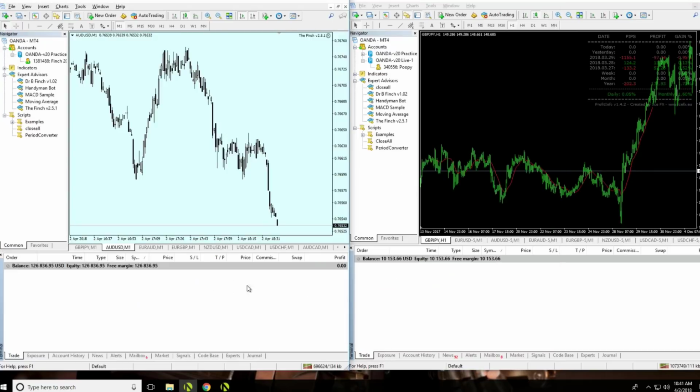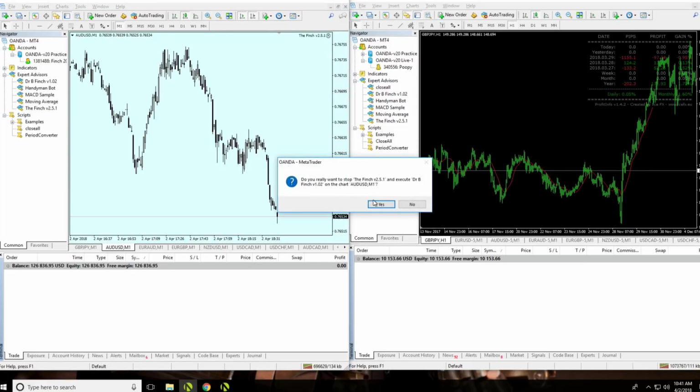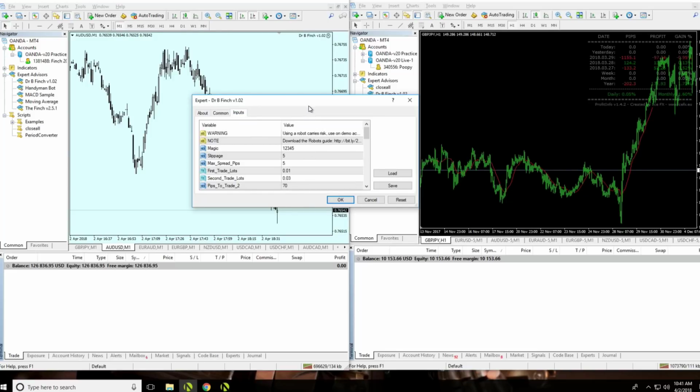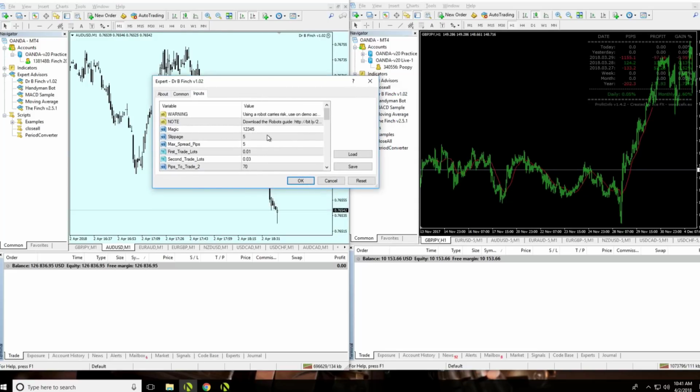Okay, let's load the robot and I'll show you exactly what we're going to do. I drag the robot onto the Australian dollar, US dollar 1 minute chart. I remove my old robot and add this one. I click on Common, Allow Live Trading, and Inputs. I'll walk you through the inputs one at a time. Slippage is 5, max spread is 5. I don't want to have a max spread of anything more than about 7 for the most volatile currency pairs like the British pound, New Zealand dollar, and so forth.